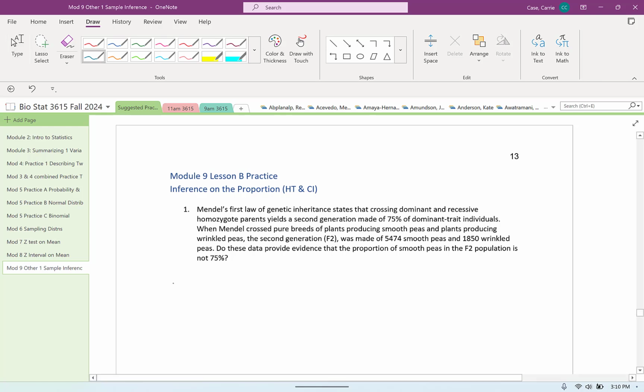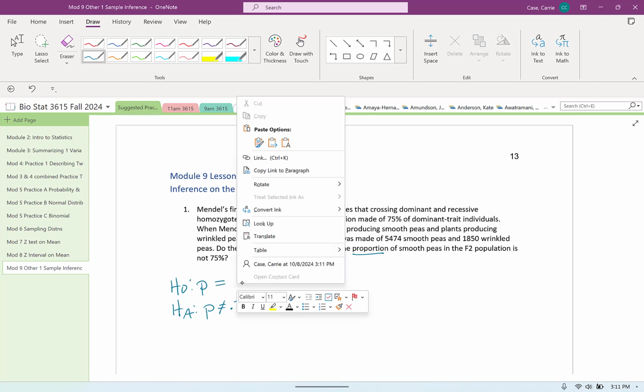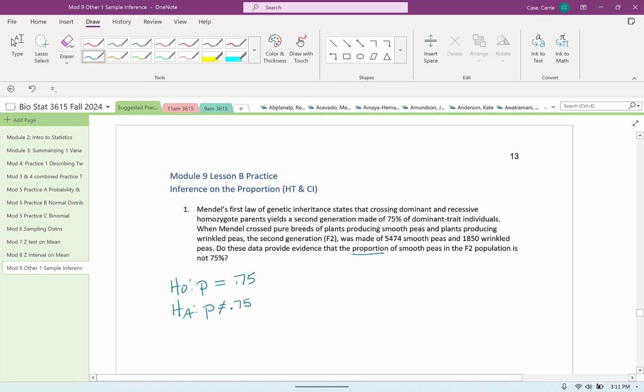So what we're looking to do is test that the proportion, so we're using a proportion now, so remember we use p, is or is not 75%. And you can write that in decimal or percent form. We're going to need the decimal number, so I typically write it in decimal form. So our alternative is not, and our null hypothesis is the equal statement. Remember, the equal statement always goes in the null.